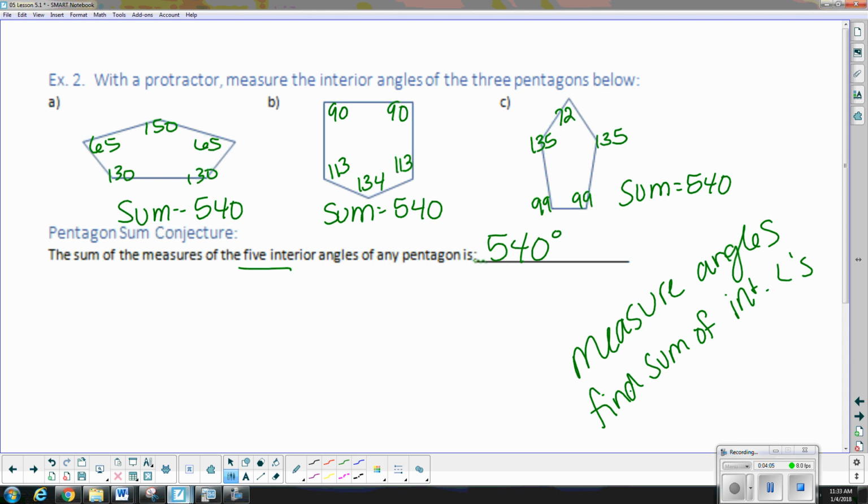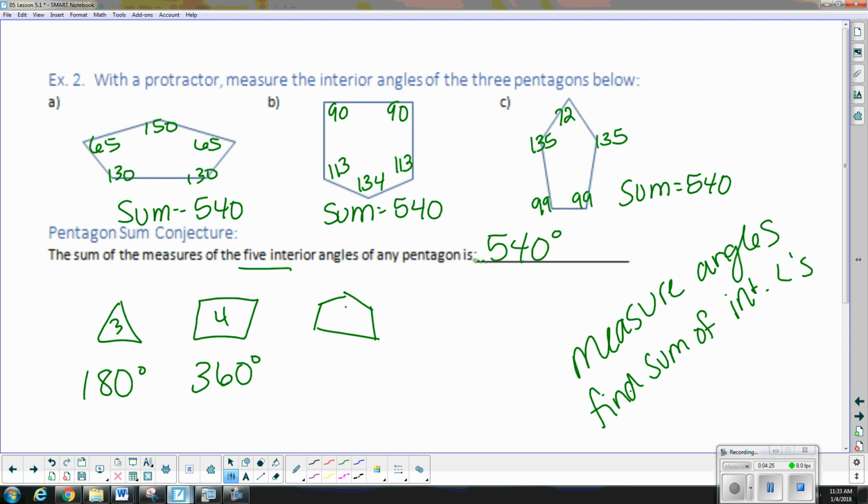So let's think about that for a second. We know triangles are 180 degrees. Quadrilaterals are 360 degrees. Pentagons are 540 degrees.